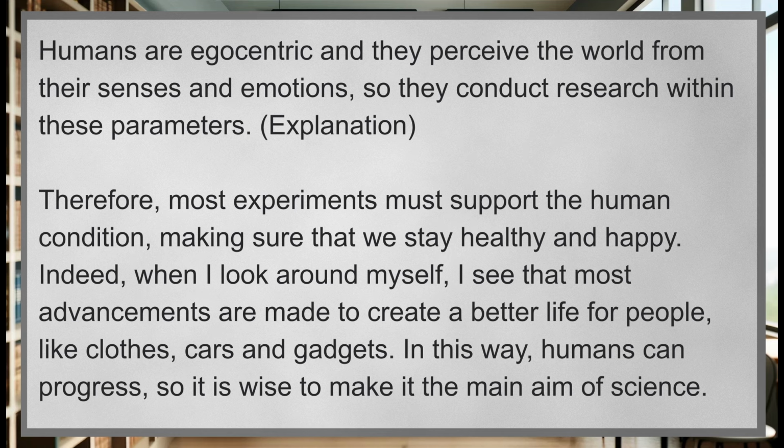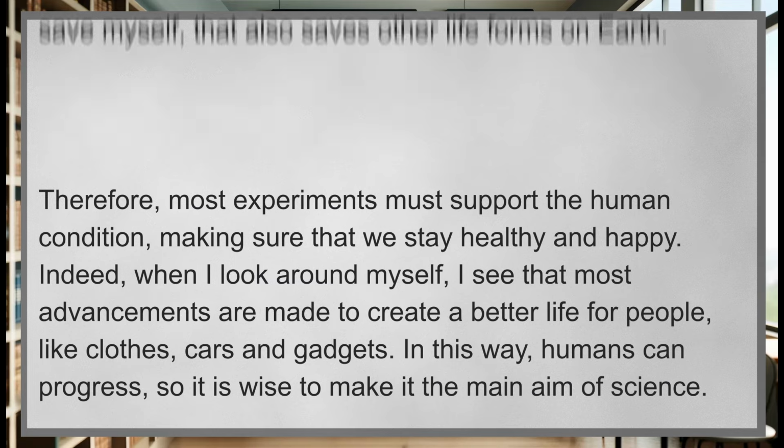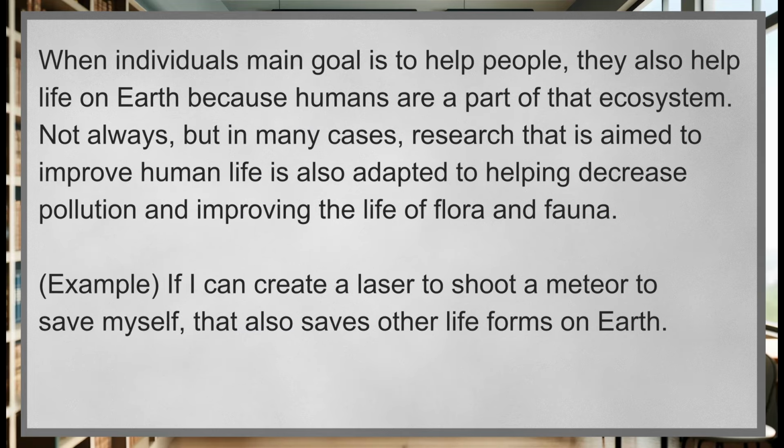Indeed, when I look around myself, I see that most advancements are made to create a better life for people, like clothes, cars, and gadgets. In this way, humans can progress, so it is wise to make it the main aim of science. When individuals' main goal is to help people, they also help life on Earth because humans are a part of that ecosystem. Not always, but in many cases, research that is aimed to improve human life also is adapted to helping decrease pollution and improving the life of flora and fauna.